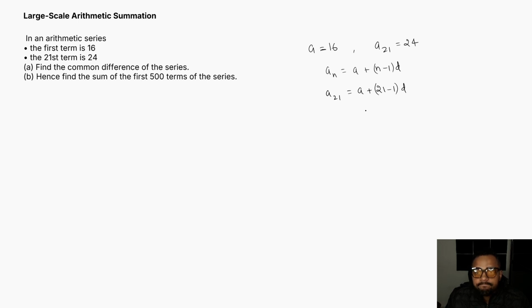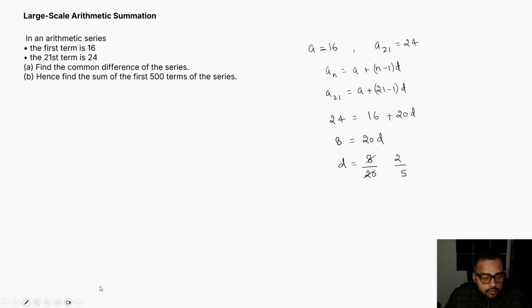So the 21st term is 24, so we'll write it here as 24. The first term they have given in the question is 16, so we'll write it as 16. Now this will be 20d. If we calculate it further, we'll transpose 16 to the left hand side, so we'll get 8 equals 20d. So from here we can say that d is equal to 8 by 20, which on further calculating will get 2 by 5. 2 by 5 is the common difference of the series.